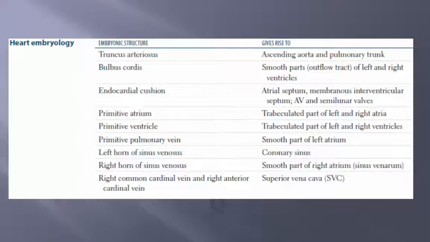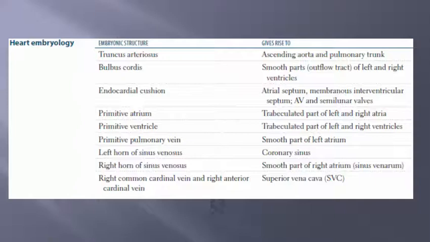The primitive atrium prior to full development. And remember, this is the heart embryology, so it's a little different than the adult. So here we call it primitive, prior to the real atrium. An atrium, remember, is similar to an atrium of a door or a house, which is a greeting area, gathering area before you actually get into the trabeculated part of the left and right atria, and the primitive ventricle, the trabeculated part of the left and right ventricles. The primitive pulmonary vein, this is the smooth part of the left atrium, smooth tissue.